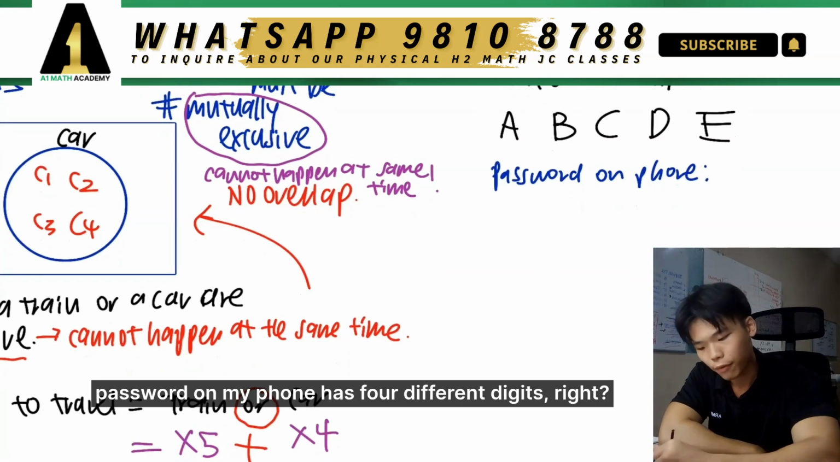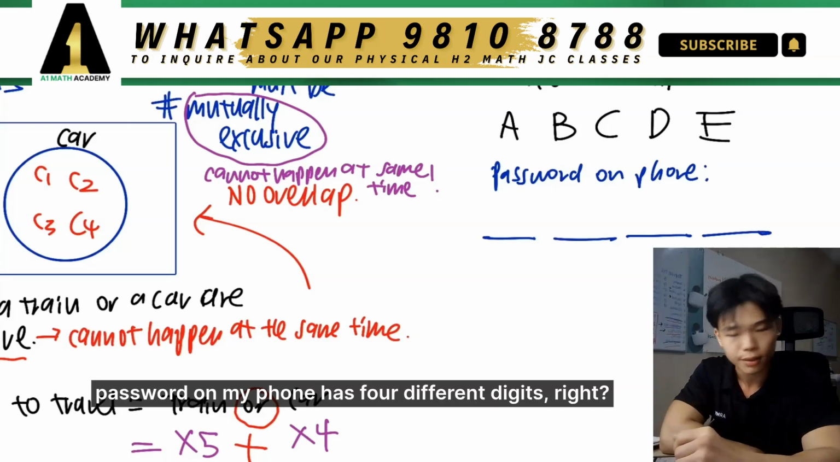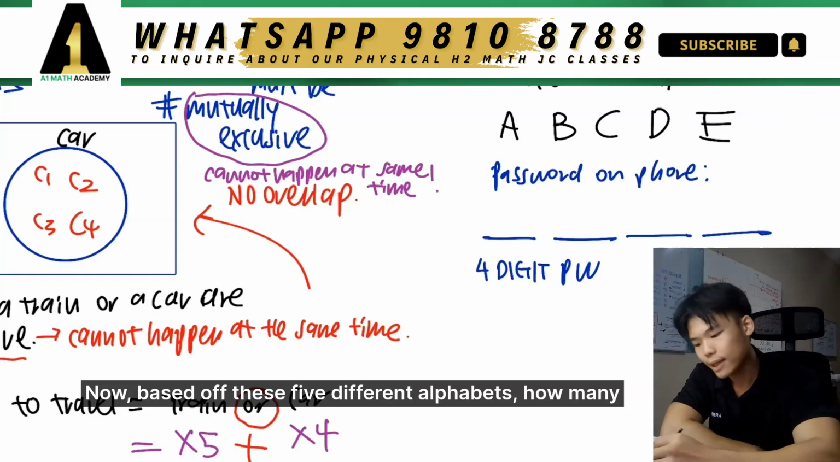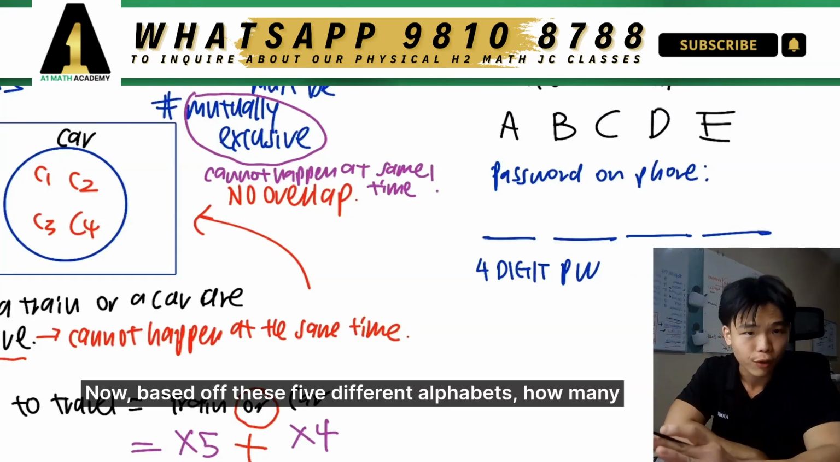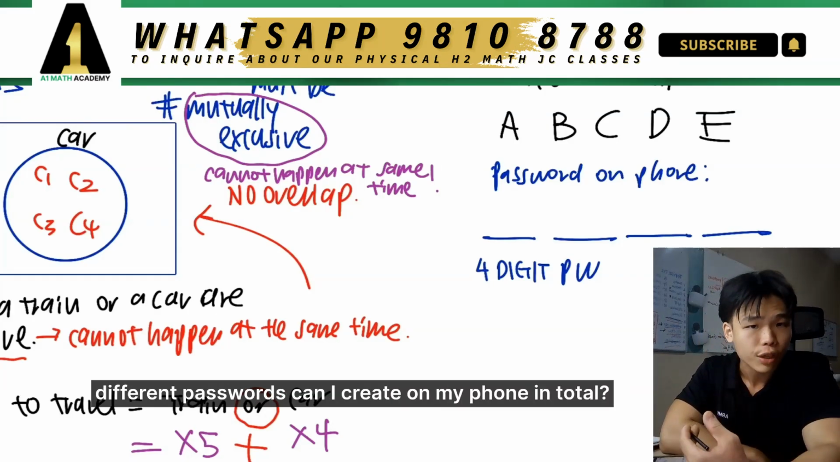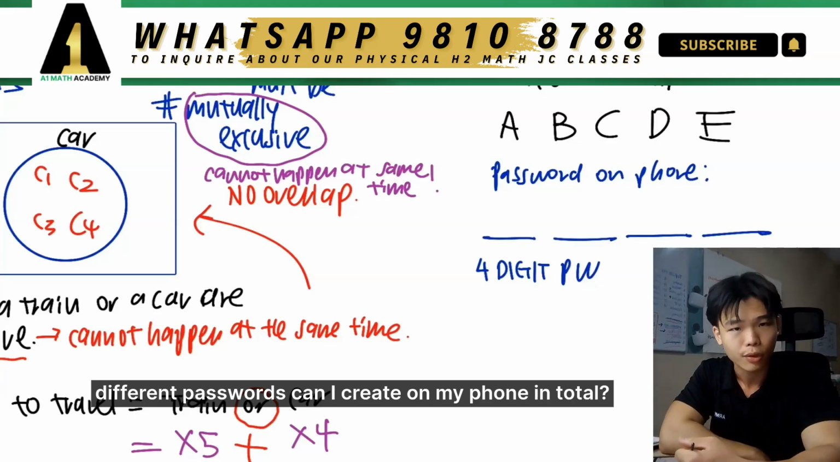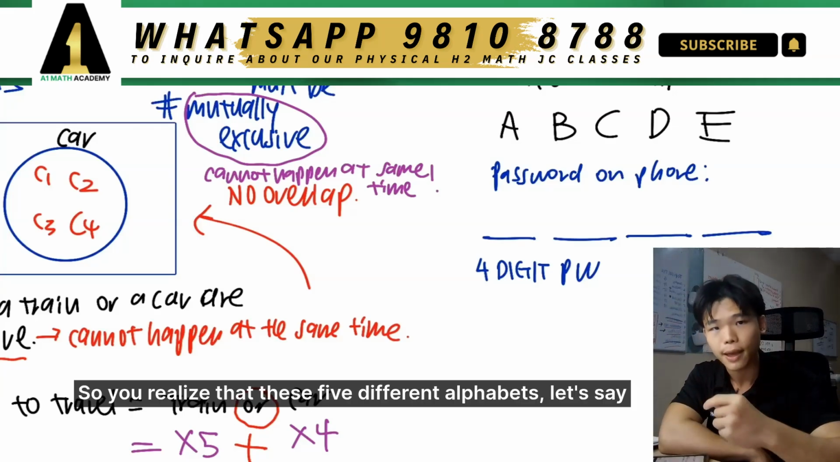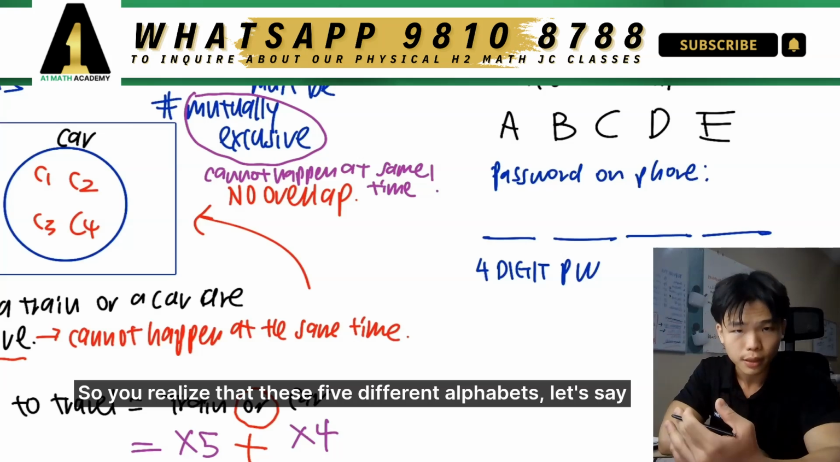And my password on my phone has 4 different digits, right? So it's a 4-digit password. Now, based off these 5 different alphabets, how many different passwords can I create on my phone in total, right?